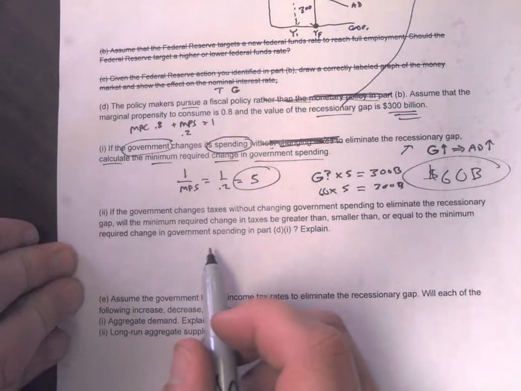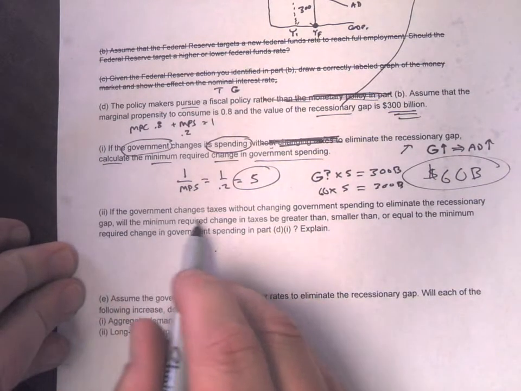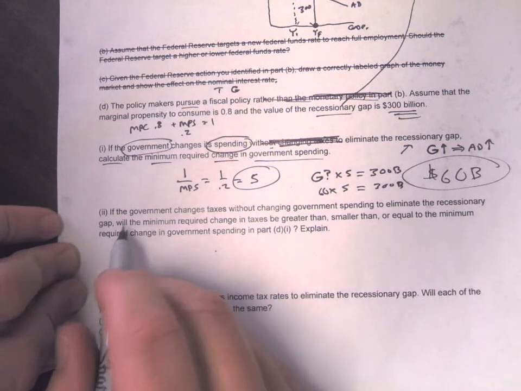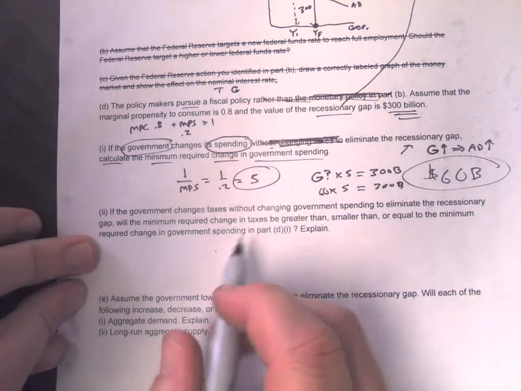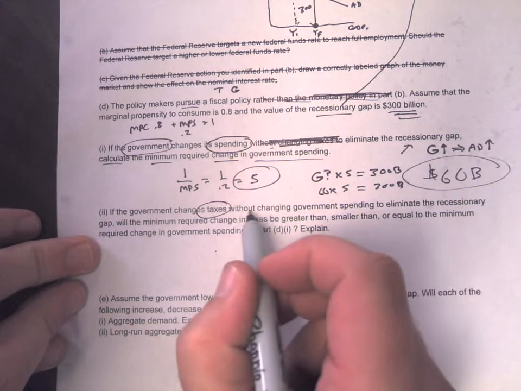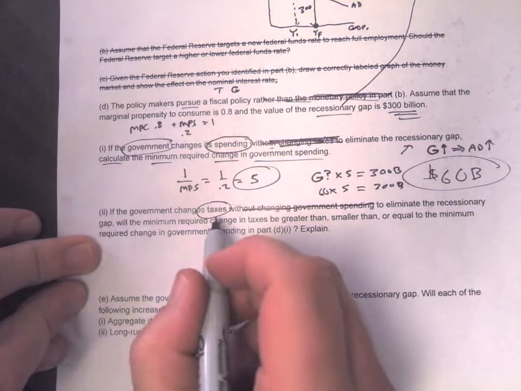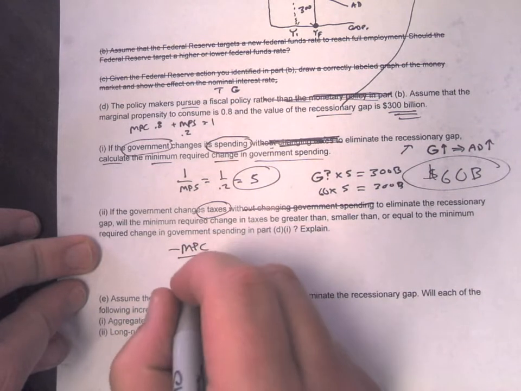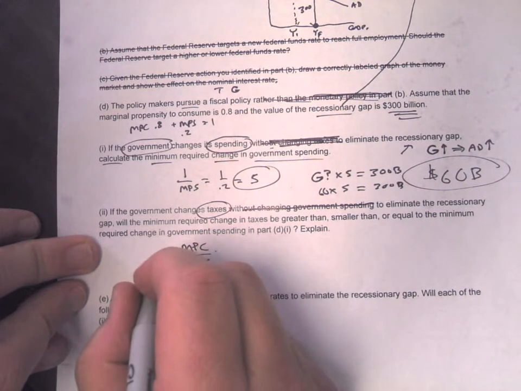All right, so we're not done yet, though. Okay, if the government changes taxes without changing government spending to eliminate the recessionary gap, let's pause right there and then gather some info. Government changes taxes without government spending. So get rid of government spending. So now I see taxes. So it's minus MPC over MPS. It's going to be our multiplier.